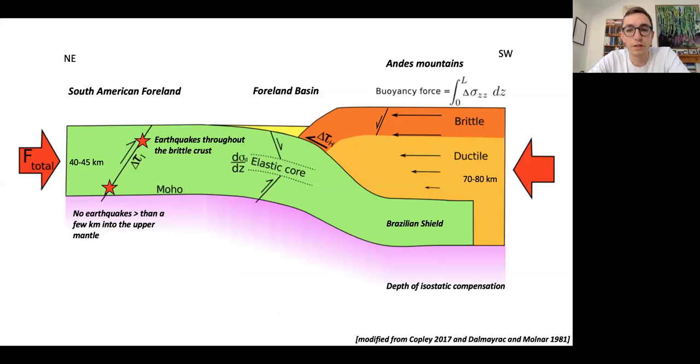So looking at one of those cross sections and thinking about it in a slightly cartoonish but really quite informative way, it looks a bit like this. So we've got the South American foreland out here. We've got earthquakes extending all the way throughout the crust in this region that are breaking in reverse faulting earthquakes and some strike slip faulting earthquakes down to about 42 to 45 kilometers. And the upper mantle seems to be potentially seismogenic a few kilometers into it, but it's difficult to tell based on the receiver function data that we have.